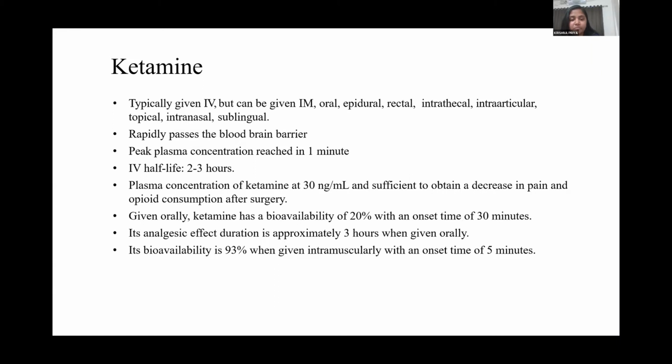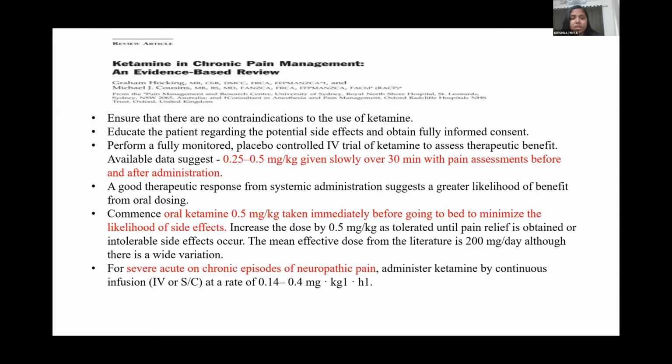after surgery. Given orally, ketamine has a bioavailability of 20% with an onset of action of 30 minutes, and its analgesic effect duration is approximately 3 hours when given orally. Its bioavailability is 93% when given intramuscularly with an onset of action of 5 minutes. So now, ketamine in the management of chronic pain.